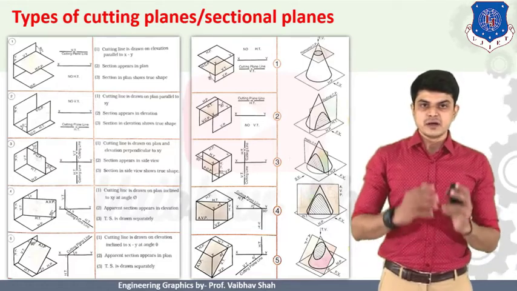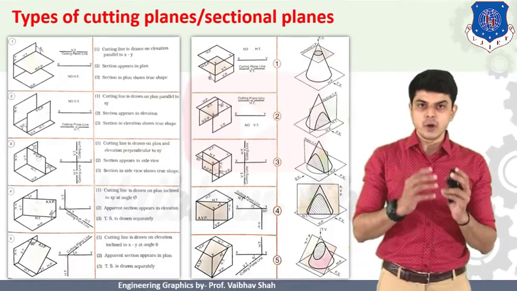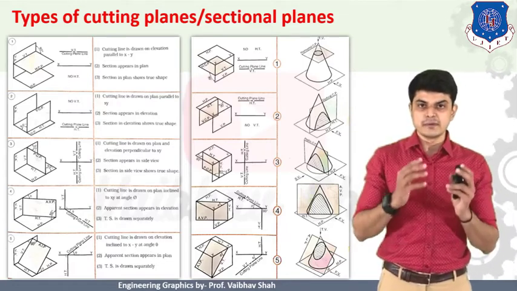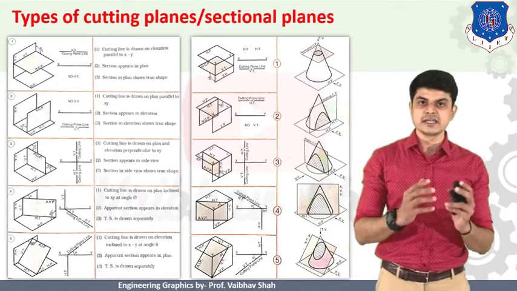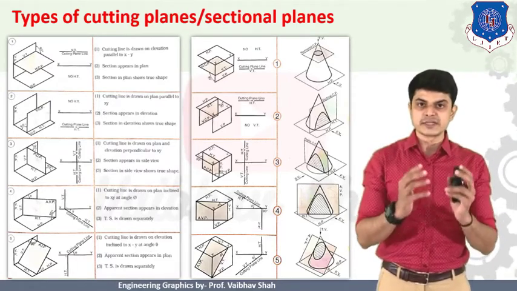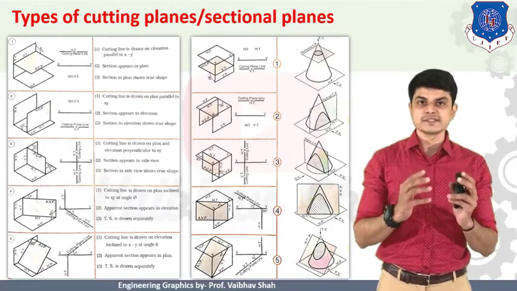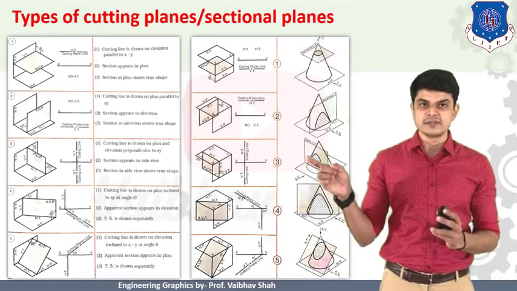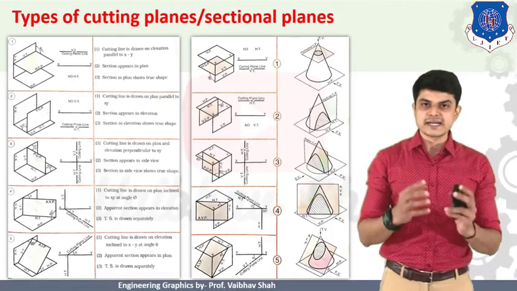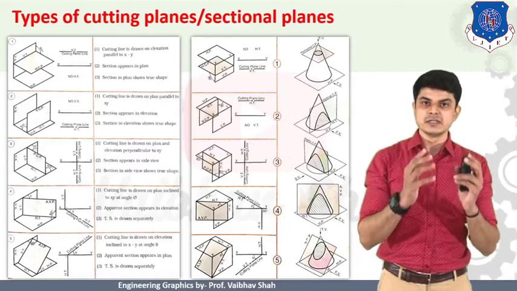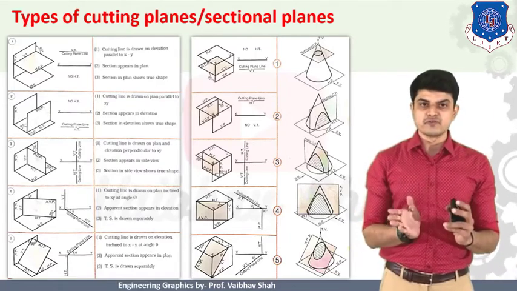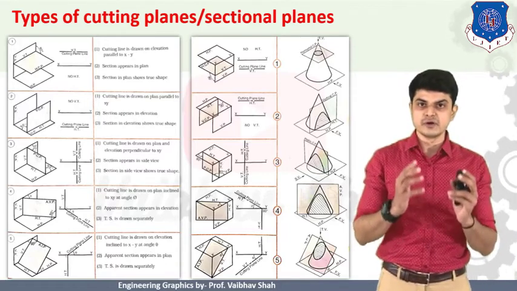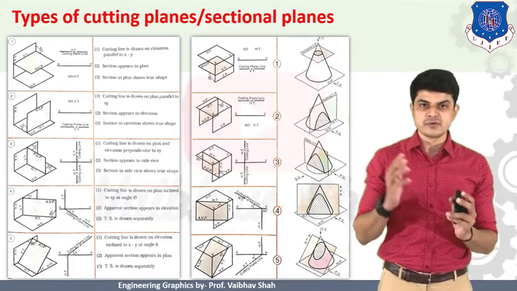Now let us move to the most important planes, which we are going to use throughout this chapter. First, the AVP, auxiliary vertical plane. An auxiliary vertical plane is a cutting plane making a certain angle with respect to your vertical plane. Let us suppose this is our cutting plane and it is making a certain angle with your vertical plane somewhere here. When you take the front view from this direction, you get the actual section of your solid.